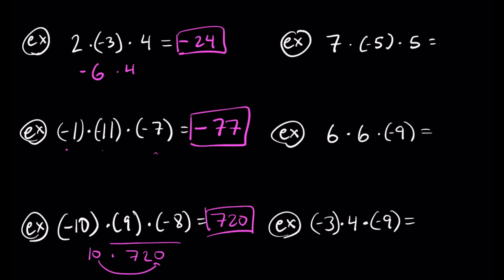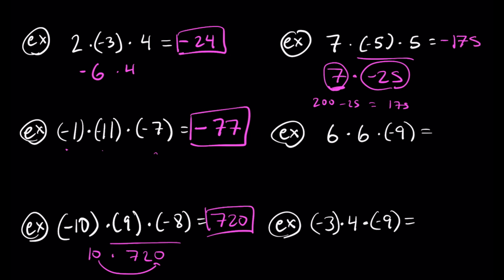7 times negative 5 times 5. Well, I'm going to do these two first, and I'll get negative 25, and then times 7. Well, I know 25 times 8 is 200, but I'm doing it times 7, so I'm just going to subtract the 25 from there and get 175, but I'm doing a positive times a negative, so it's going to be negative 175. If this is too fast, you need to work on your multiplication skills without negative numbers. Again, I'm going to do a whole series on that at some point, so whenever that's ready, I'll link it somewhere. Okay, 6 times 6 times negative 9.